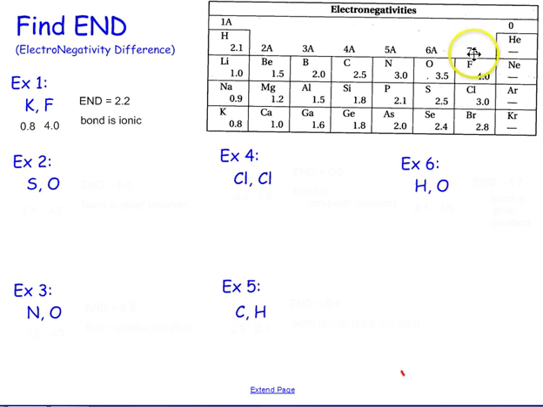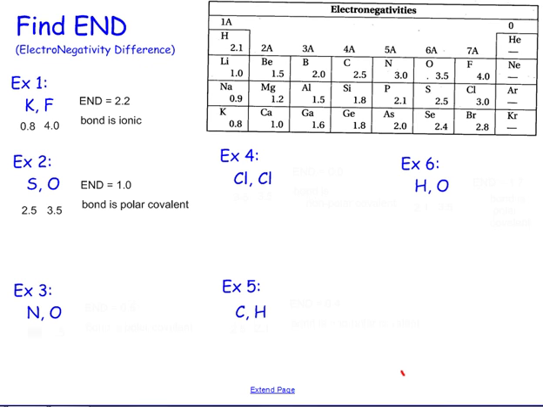Example number 2: sulfur on the periodic table has an electronegativity of 2.5. Oxygen on the periodic table is a 3.5. So the electronegativity difference is 1.0, which classifies this bond between sulfur and oxygen as having a medium difference, and we would say that the bond is covalent, but a polar covalent bond, so that the electrons are not being shared equally. In fact, the oxygen will want those electrons a little bit more than the sulfur.